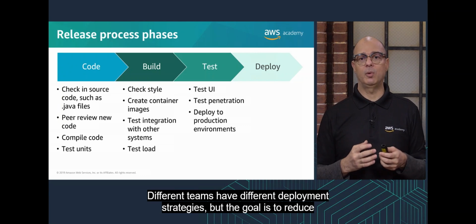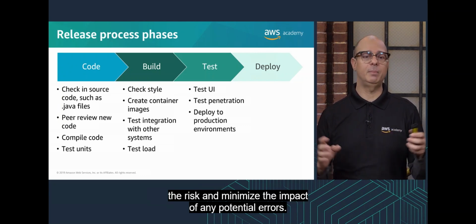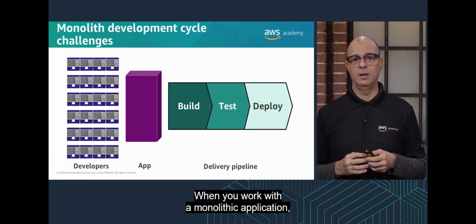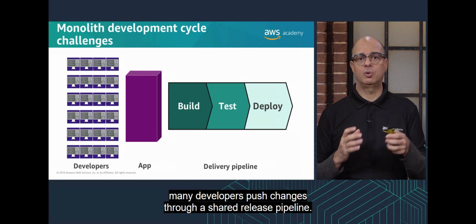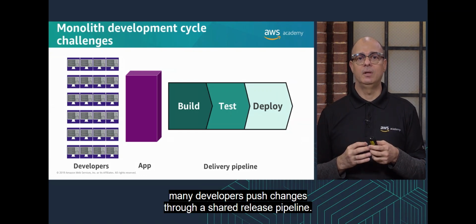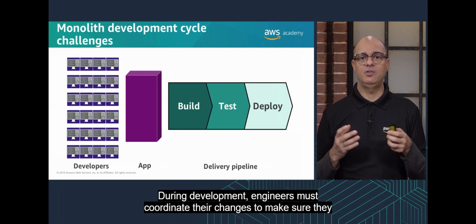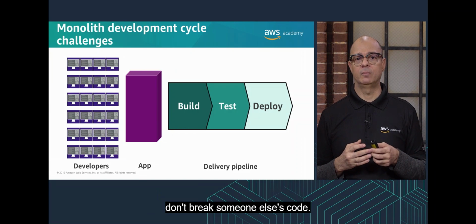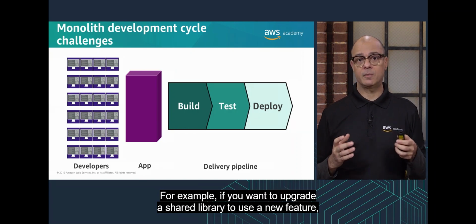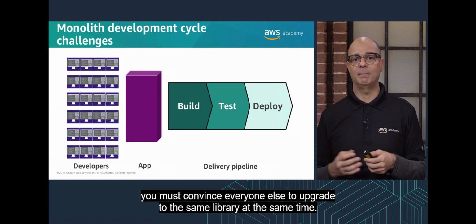Different teams have different deployment strategies, but the goal is to reduce the risk and minimize the impact of any potential errors. When you work with a monolithic application, many developers push changes through a shared release pipeline. This causes friction at many points in the lifecycle. During development, engineers must coordinate their changes to make sure they don't break someone else's code. For example, if you want to upgrade a shared library to use a new feature, you must convince everyone else to upgrade to the same library at the same time.